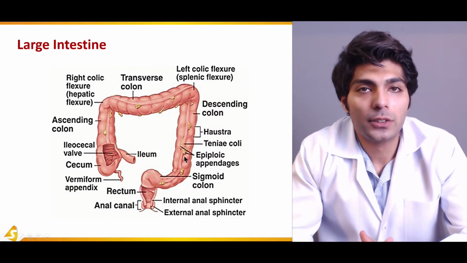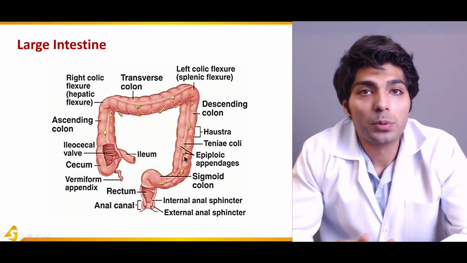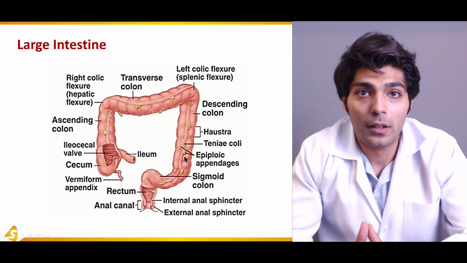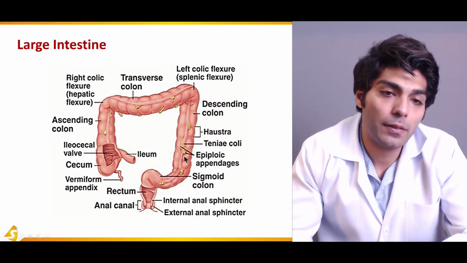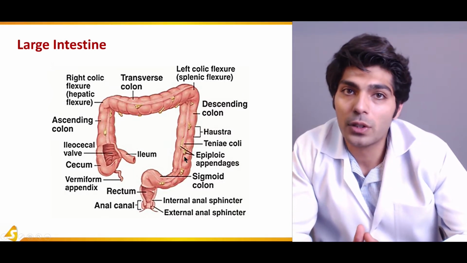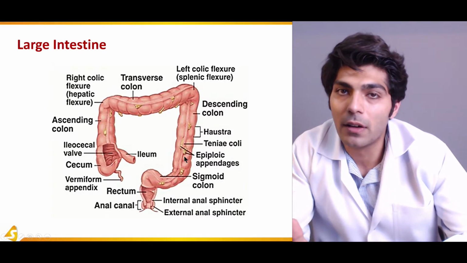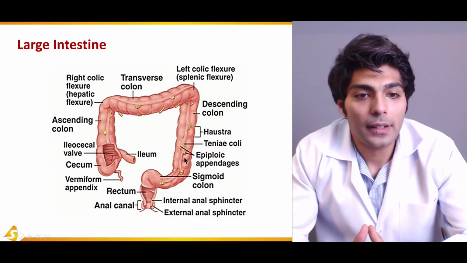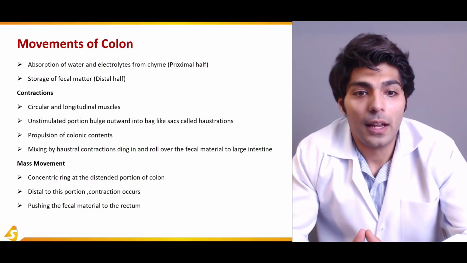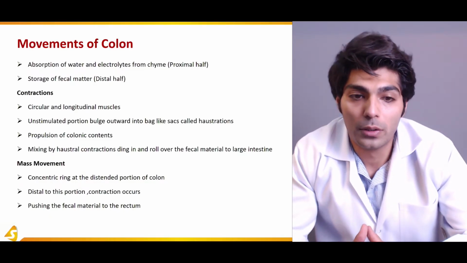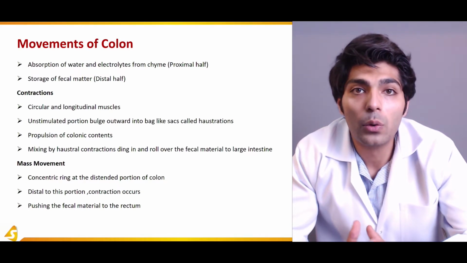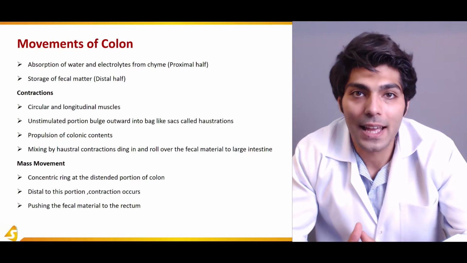We have movements of the colon, so the absorption of water and the electrolytes from chyme is mainly restricted to the proximal half of the colon, and then there is the storage of the fecal matter, which is the distal half containing the sigmoid portion of the colon. Then we have the contractions. There are circular muscles and the longitudinal muscle. The unstimulated portions bulge outward into bag-like sacs called the haustrations.